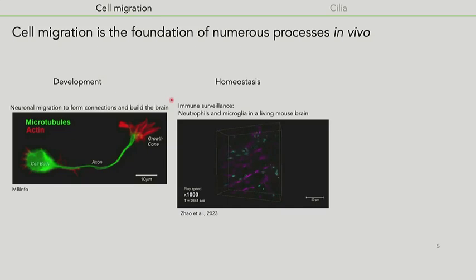During homeostasis, once you've fully developed and you're just living your life, migration continues to be very important. One example is shown here. Immune cells typically are migrating throughout your body, and you're actually seeing individual immune cells undergoing these shape changes as they move through a mouse brain. You can see that here. So it's quite a dynamic process.